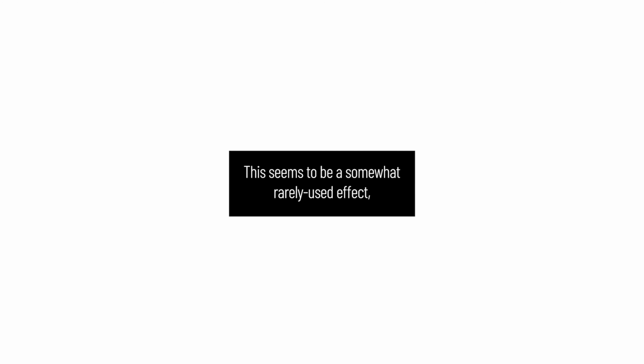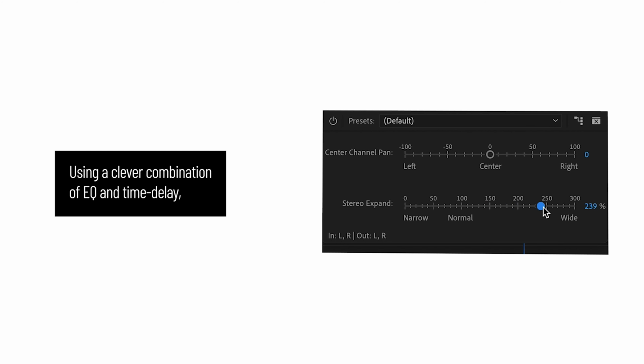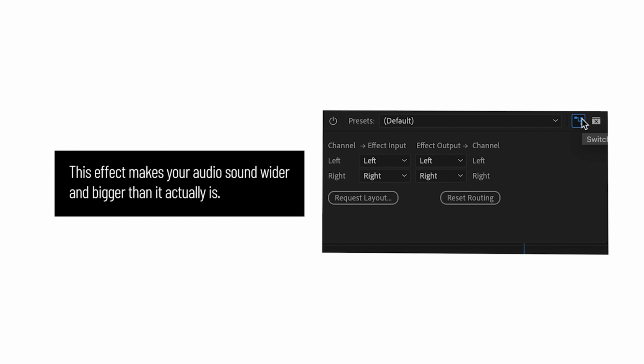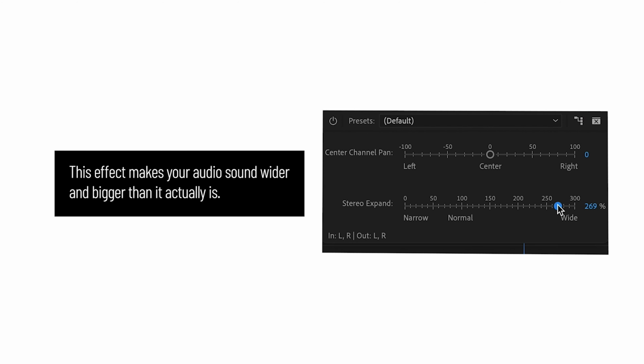Number 5, Stereo Expander. This seems to be a somewhat rarely used effect, but it's one of my go-to ways to sweeten camera audio and nat sounds. Using a clever combination of EQ and time delay, this effect makes your audio sound wider and bigger than it actually is.